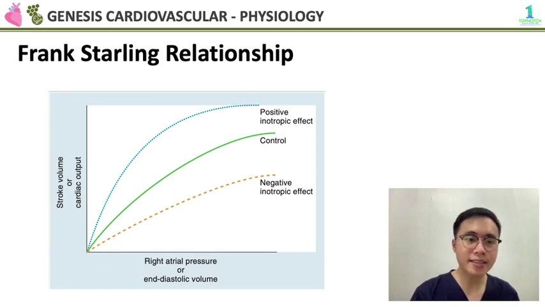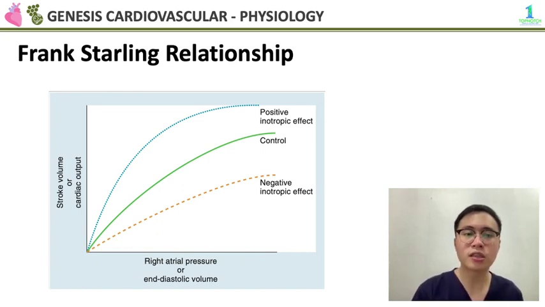On your y-axis, you have the stroke volume or the cardiac output. And on your x-axis, you have the right atrial pressure or the end diastolic volume. Basically, the venous return. So, you can see here the green line, this is the control, showing you that as you increase the end diastolic volume, ano nangyayari dun sa stroke volume? There is a direct relationship, right? So, habang tumataas ang EDV, tumataas ang cardiac output, tumataas ang stroke volume.